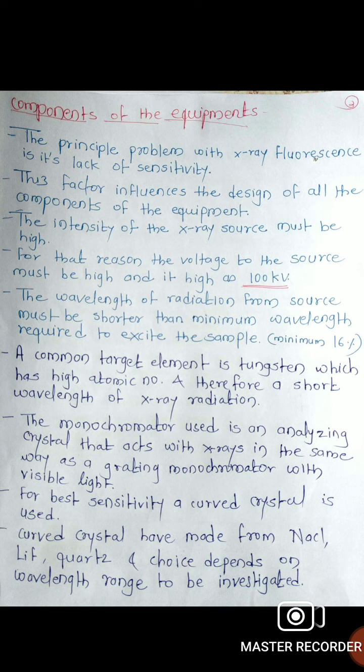The monochromator used is an analyzing crystal that acts with X-rays in the same way as the grating monochromator with visible light. And for best sensitivity, a curved crystal is used. A curved crystal monochromator is generally used, and the curved crystal is made from NaCl, that is sodium chloride, lithium fluoride, or quartz, and the choice of this curved crystal monochromator depends on the wavelength range to be investigated.